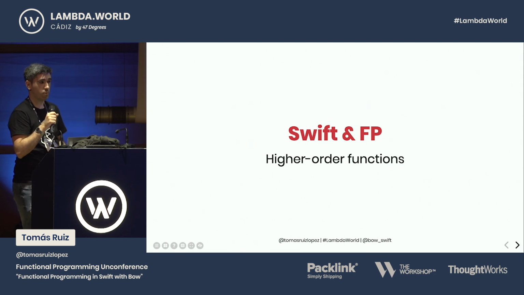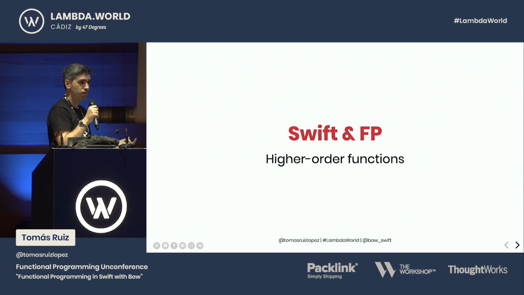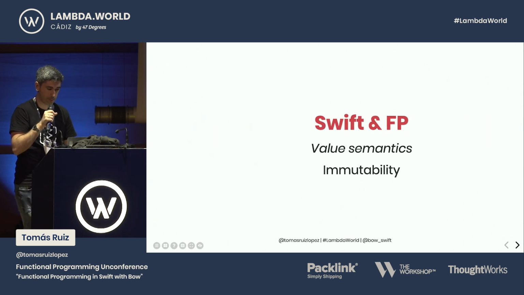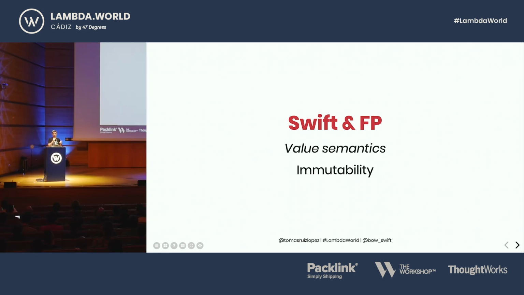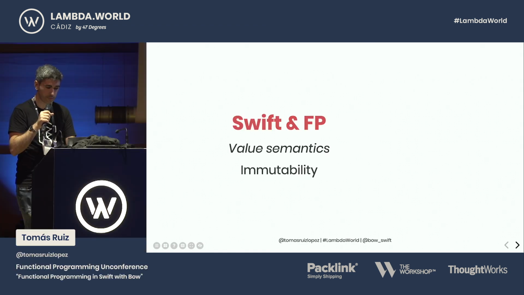For instance, we have higher order functions. That means that we can pass functions as parameters to other functions or return them as results of other functions. The language has built-in immutability with value semantics. That means that when we have value objects and we assign them, a new copy of that object is created instead of holding a new reference to the original value.